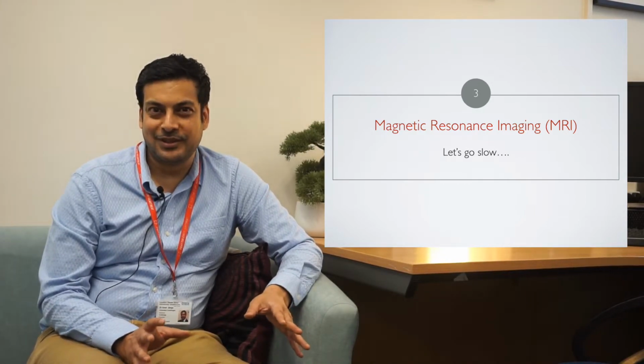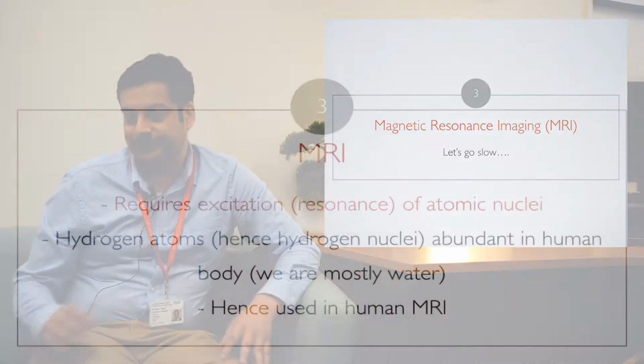So let's go onwards. We've done two modalities so far. We've done X-rays and we've done ultrasound. So let's go on to MRI or magnetic resonance imaging. Now, unfortunately, compared to X-ray and ultrasound, MRI is a lot more complicated. So I'm going to go through this very slowly and step by step, and hopefully we can all follow along.